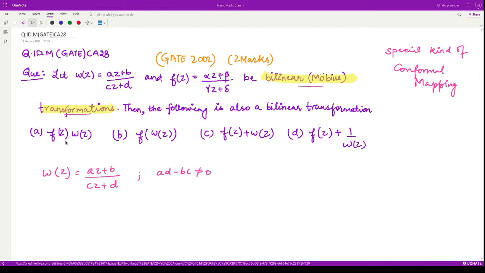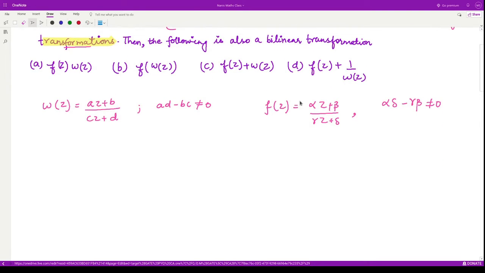Now in this case, we are given these two transformations, which are given to be bilinear transformations. So for the first, w of z, we have ad minus bc not equal to 0. And for f of z, which is defined to be alpha z plus beta divided by gamma z plus delta, here alpha into delta minus gamma into beta should not be equal to 0. Now in order to see which among these four options is correct, first let us evaluate f of z into w of z.